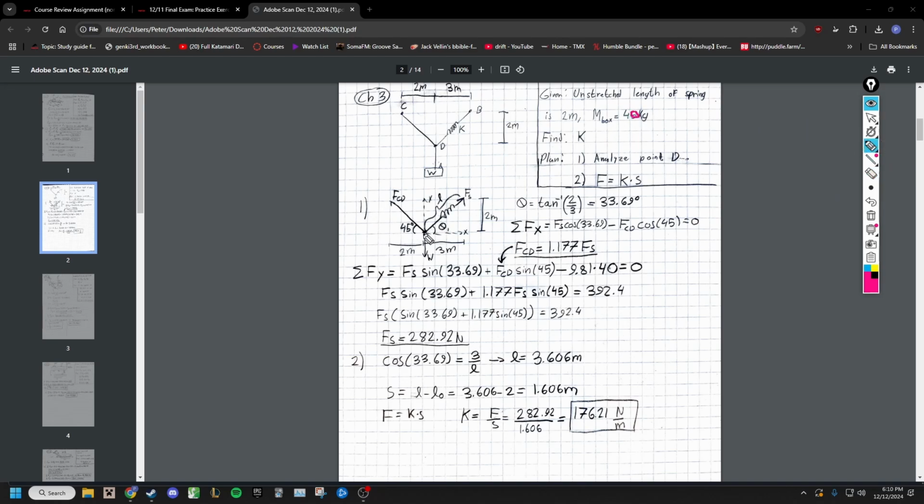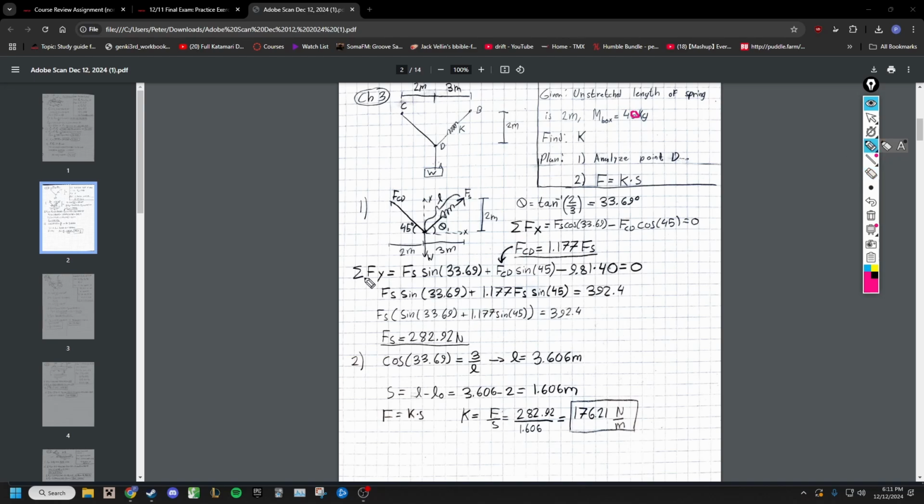We first set up an FBD at point C, and we use our equations of equilibrium to first find the angle between the x-axis and the force from the spring, which would be the inverse tangent of 2 over 3, which gives us an angle of 33.69 degrees. And then we find our F of x, and we subtract the x component of this vector from the x component of this vector, and we find that the vector FCD equals 1.177 times the F of s force.